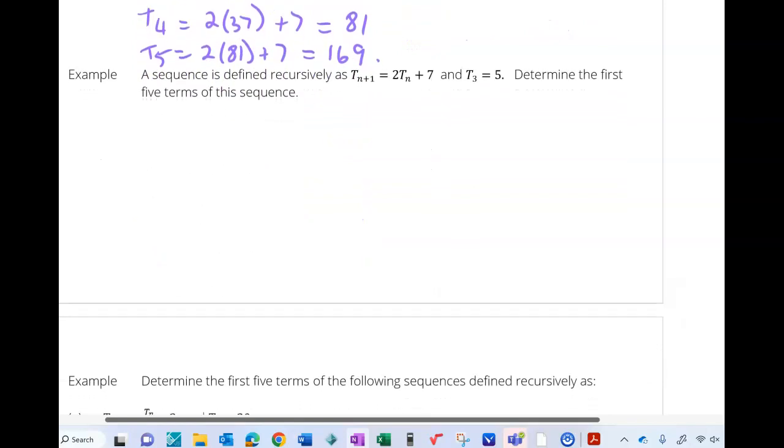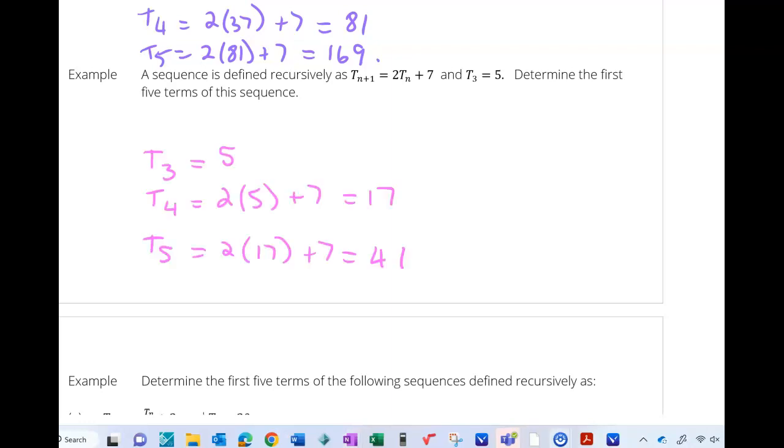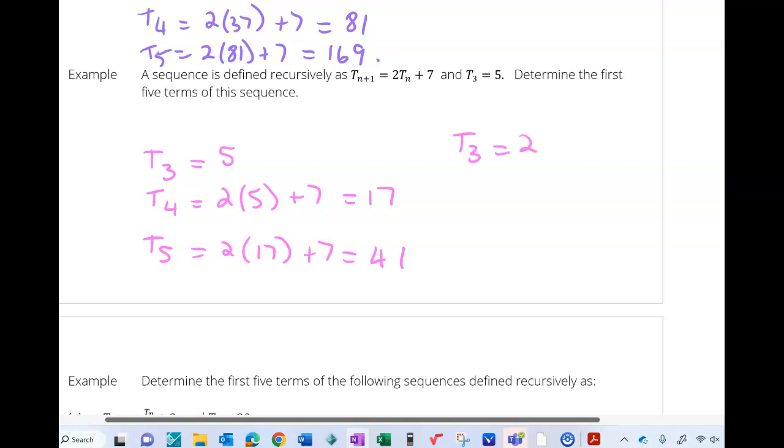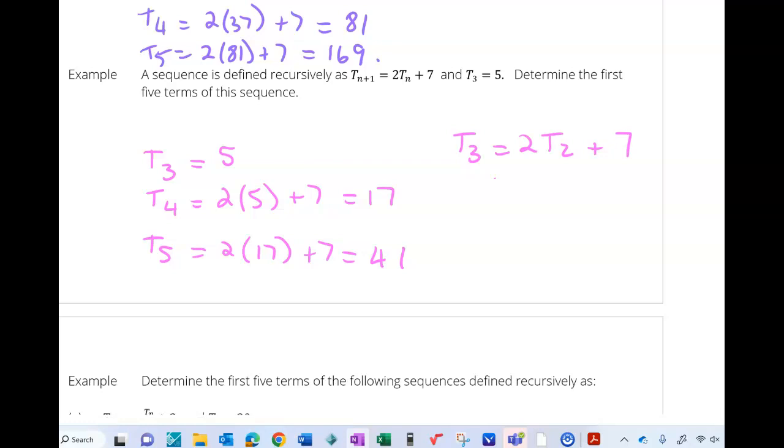All right, so here I said we've got to define a term. Usually it's the first term, but this one's the 3rd term. So we know term 3 is 5. That's okay, we can still generate this sequence. Think about how. So remember, Tn plus 1 is the next term. So to get term 2, we've got term 3 is 2 times term 2 plus 7. So we know term 3 is 5.